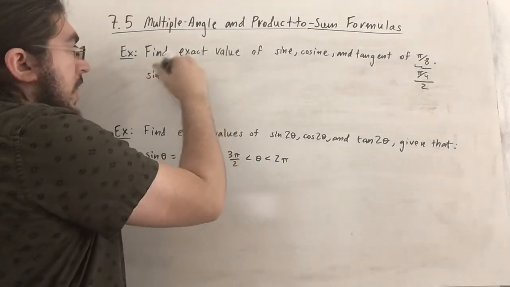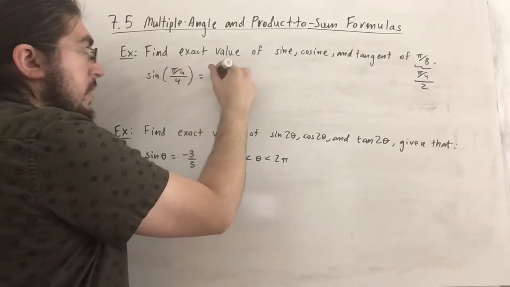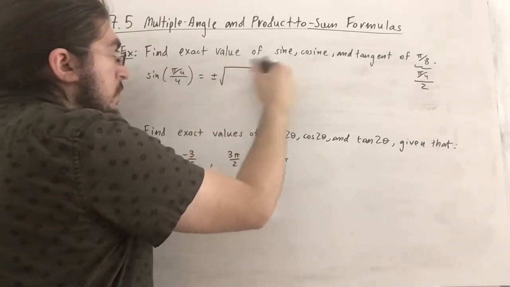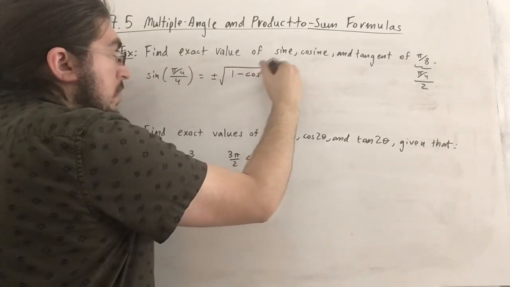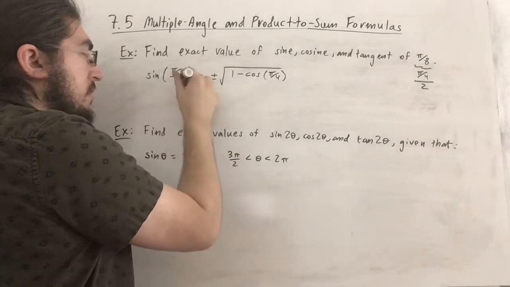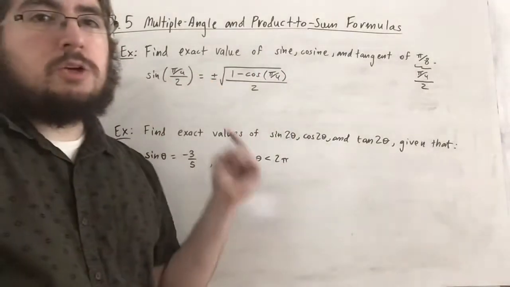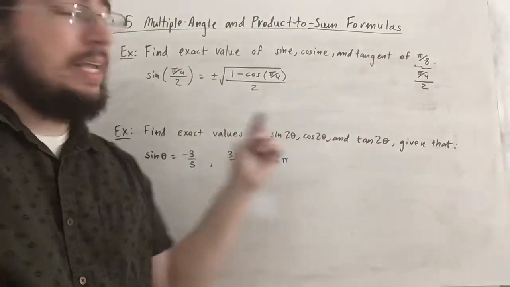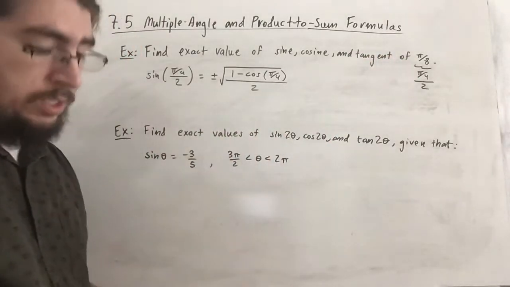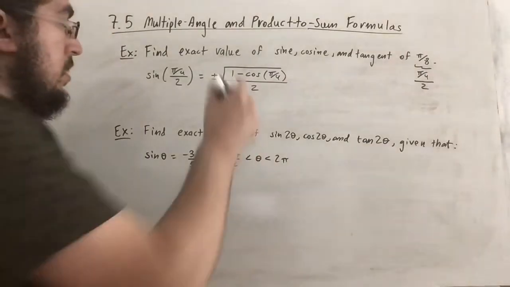So let's see. Sine of pi over 4 over 2, according to the half angle formula, is plus or minus the square root of 1 minus cosine of pi over 4, over 2. I said over 2, but I wrote 4 for some reason. Okay, over 2. Now, is it plus or minus? Well, pi over 8 is in the first quadrant, so we're going to use the positive root.